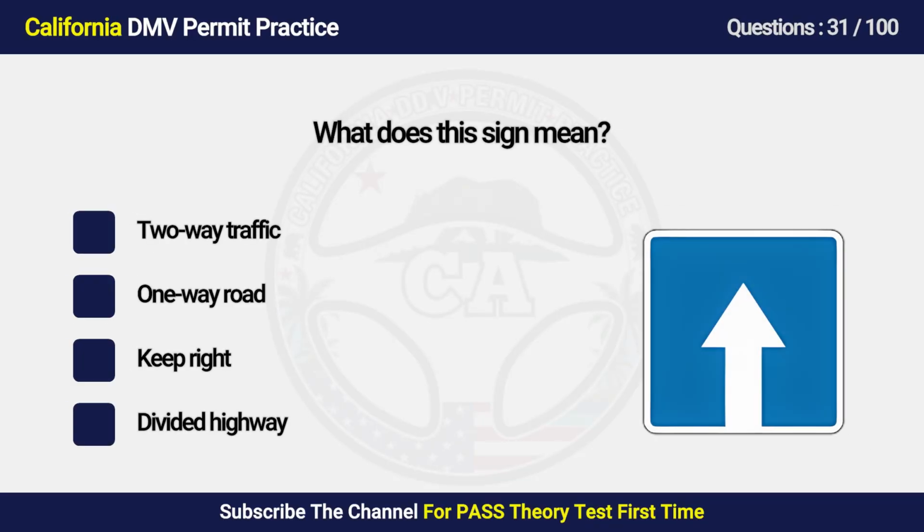A. Two-way traffic. B. One-way road. C. Keep right. D. Divided highway.